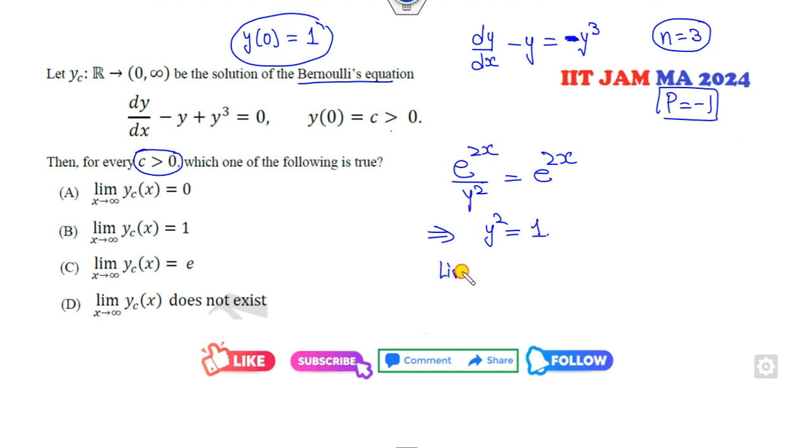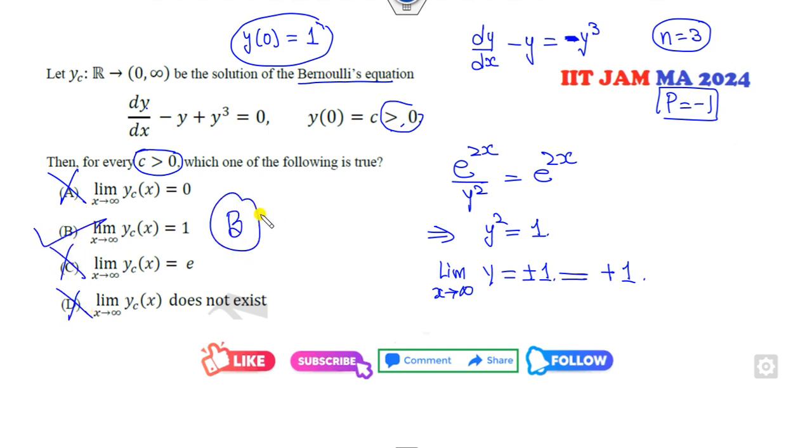Now take the limit as x approaches infinity. So it will be plus minus 1. But because this is the initial value, and this is a first order differential equation, the y naught is positive, so it will converge to positive 1. So this option is cancelled, this option is cancelled. B is the right answer of this problem.